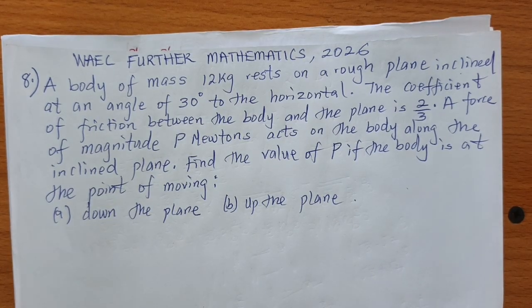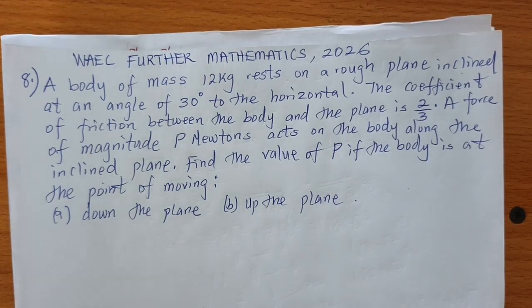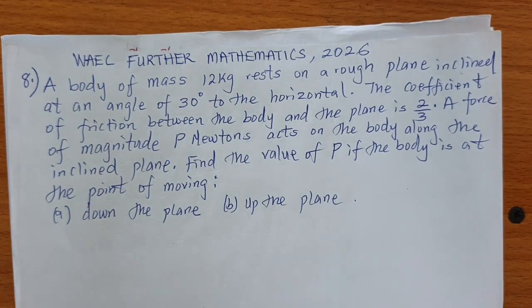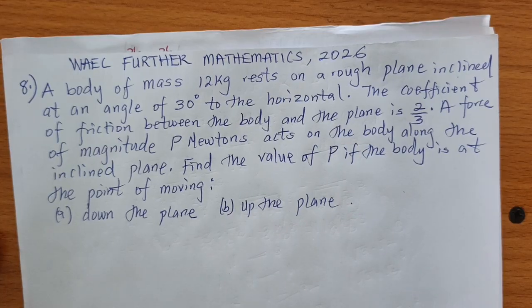Find the value of P if the body is at the point of moving (a) down the plane and (b) up the plane. Those are the two conditions that we are to consider in solving this question. I will pause in order to draw the diagram so as to save time, after which we shall continue the solution to the question.